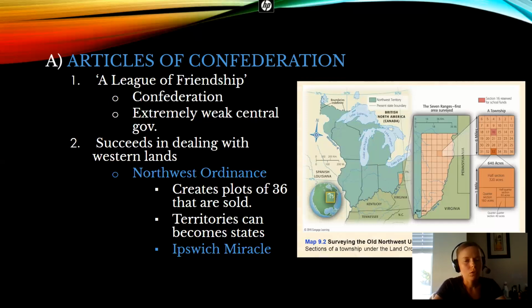And so this is what the Northwest Ordinance is going to have to answer. And this is a law passed under the Articles of Confederation, like I said, and it addresses these issues, these concerns. Basically, it's going to divide up the land into plots of 36.